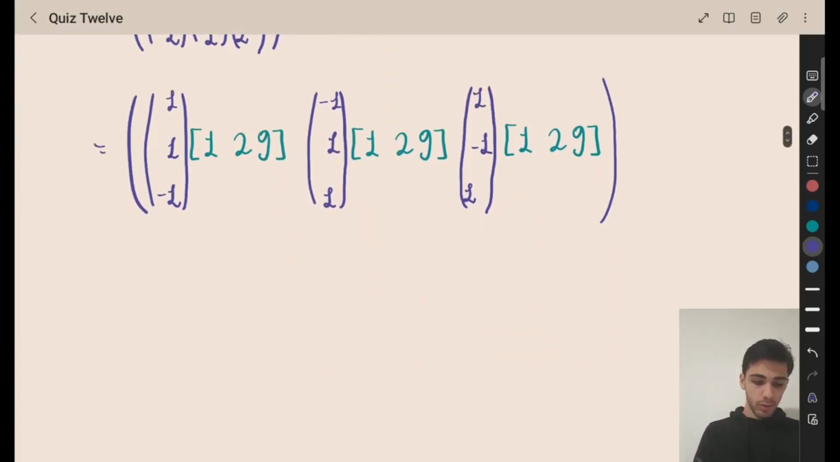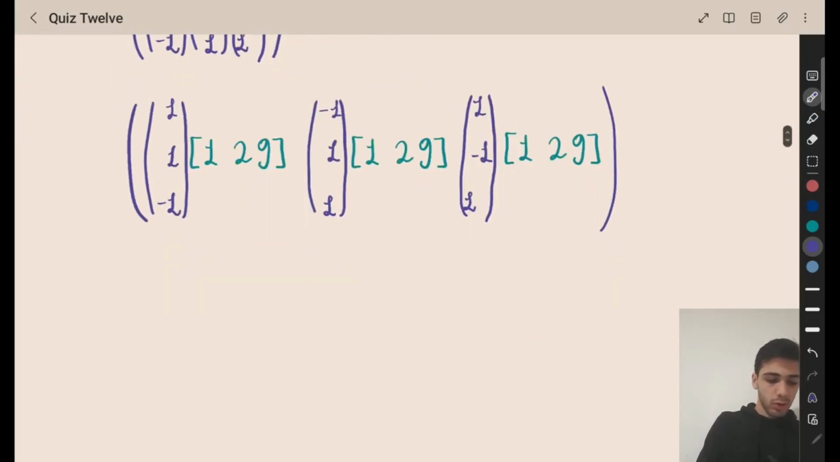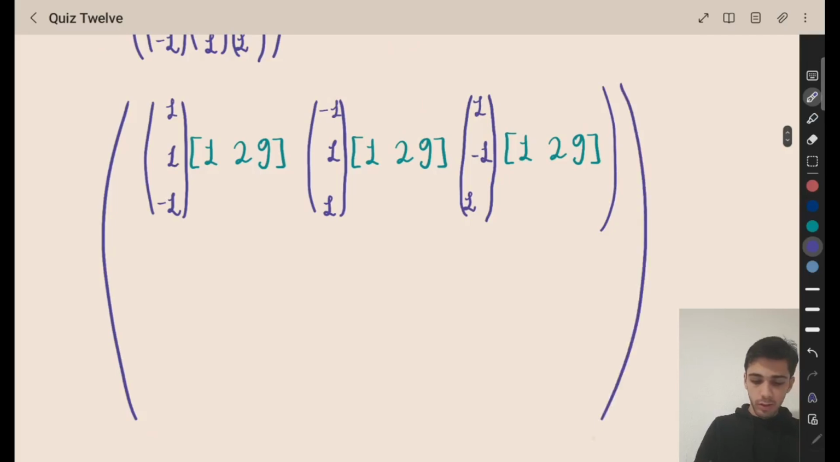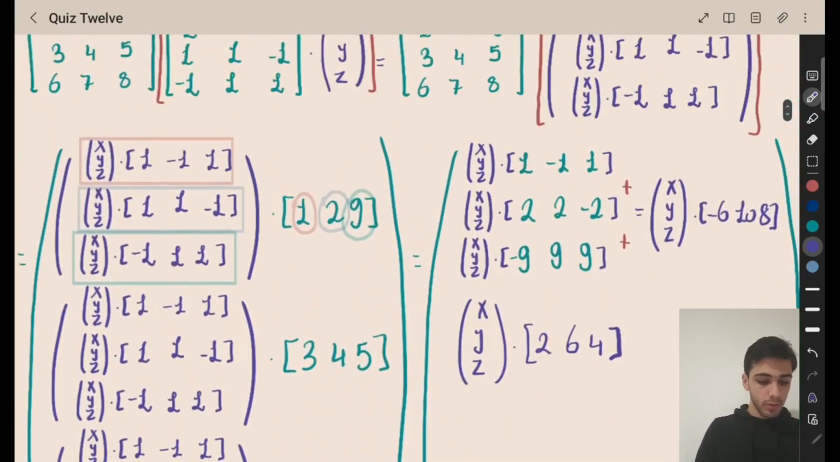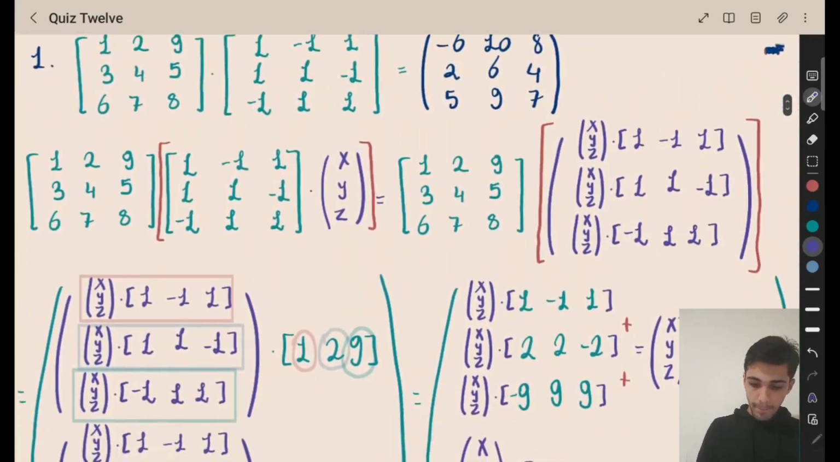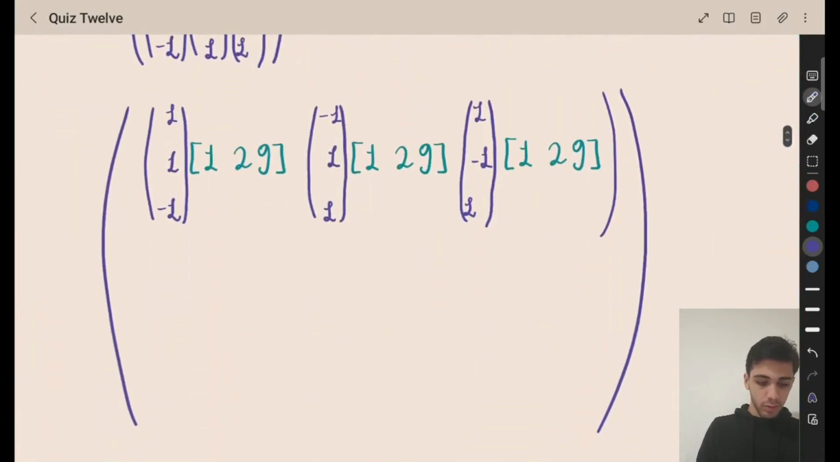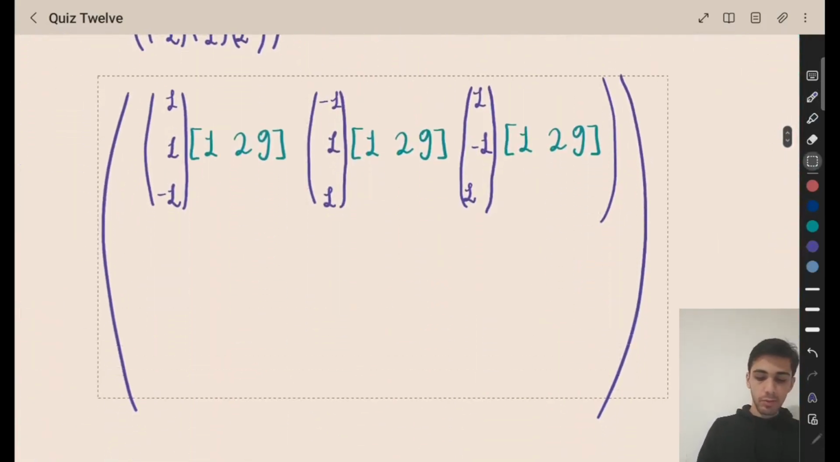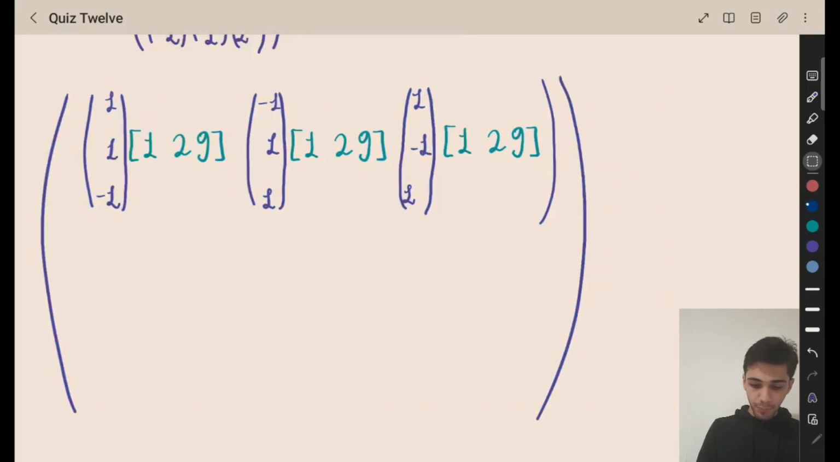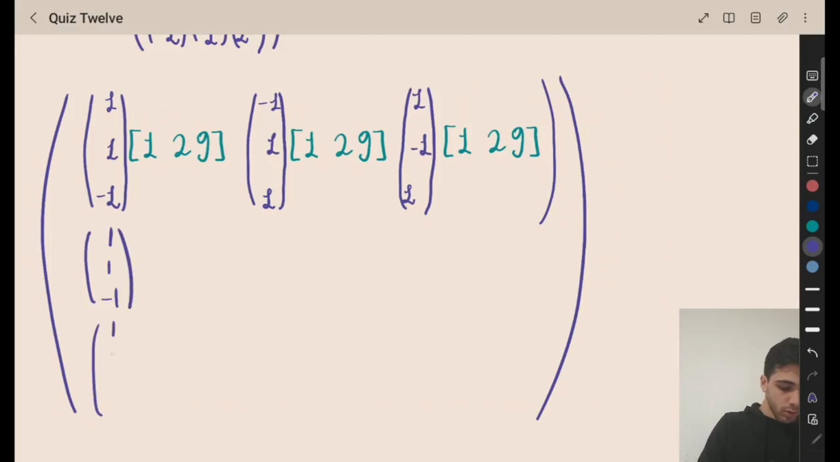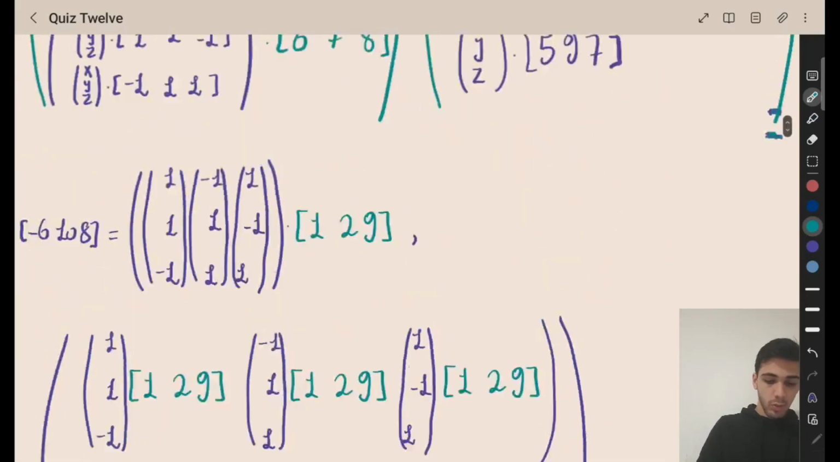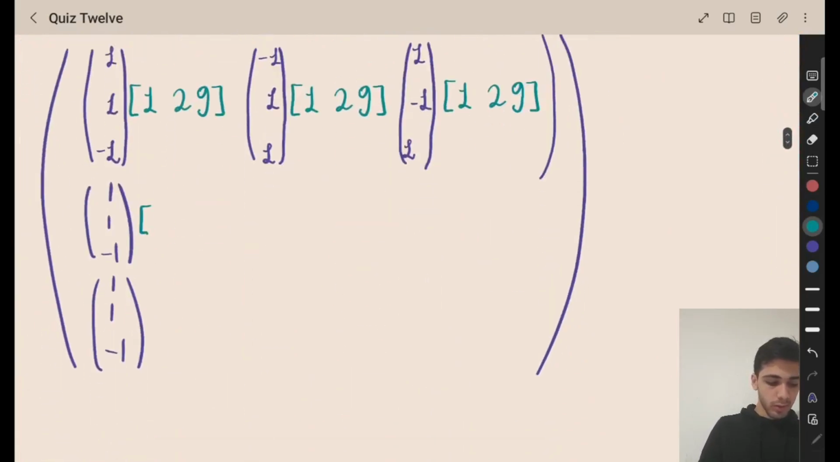And if we even want to write the whole matrix, just like we did up top, we would write it as follows. This is what we did in the very beginning. So we're storing the dot product of terms 1, 2, 9, 3, 4, 5, 6, 7, 8.